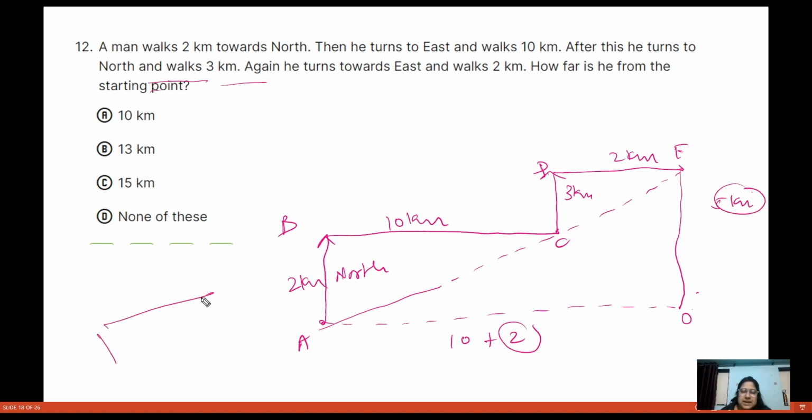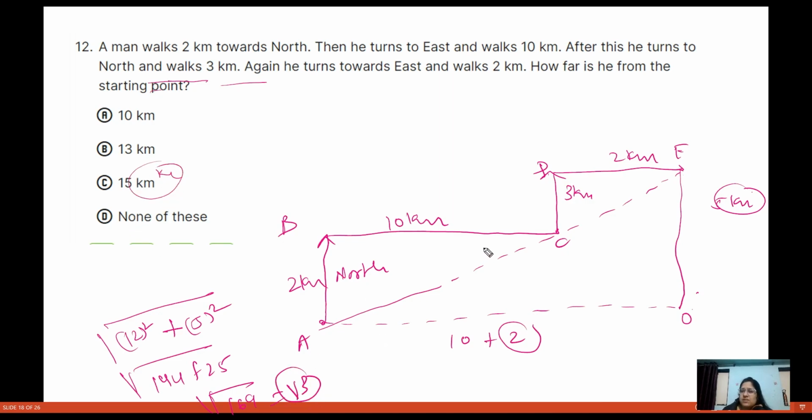So basically what we have here is 12 square plus 5 square. So what is 12 square? 144. What is 5 square? That is 25. So under root 169 we get 13 as our answer, 13 kilometers.